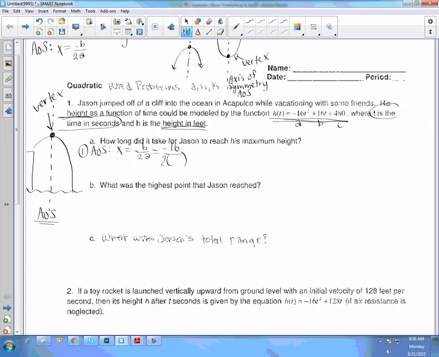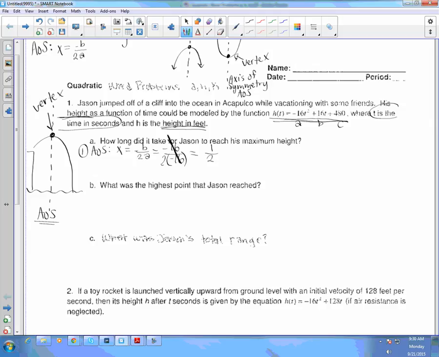What is A? Negative 16. A is just the coefficient, negative 16, not the t squared. So negative 16 divided by negative 16 is 1, those cancel out. The 2 is in the denominator, so it's 1/2.